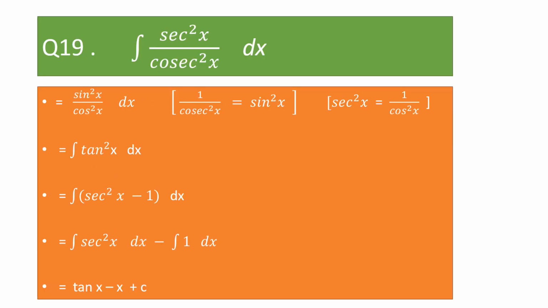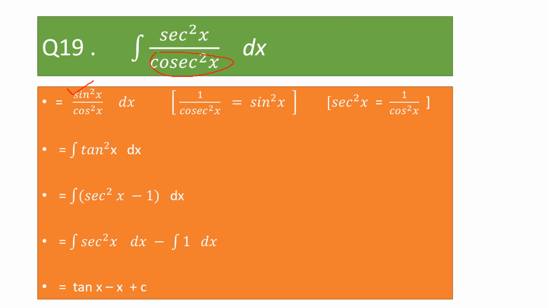Now, moving to question number 19, integration of sec square x upon cosec square x dx. Now see, we know that 1 upon cosec square x is equal to sine square x, right? So, instead of this denominator cosec square x, I have written sine square x here. Okay.